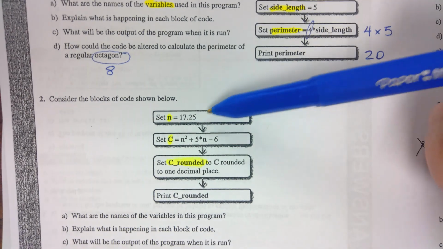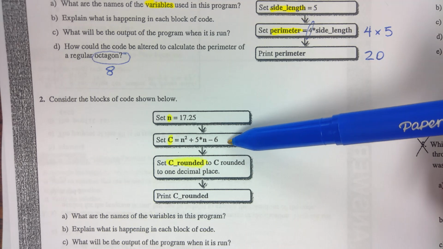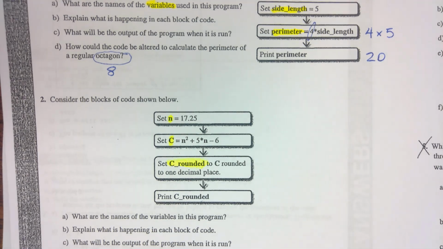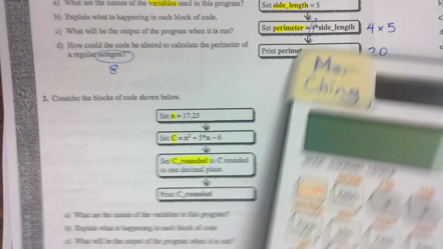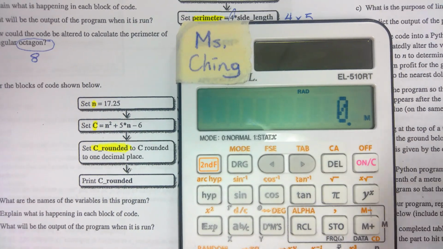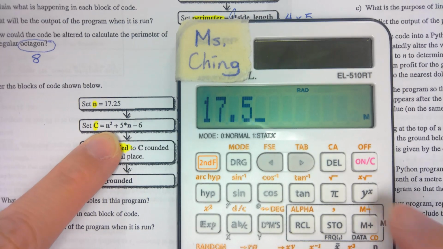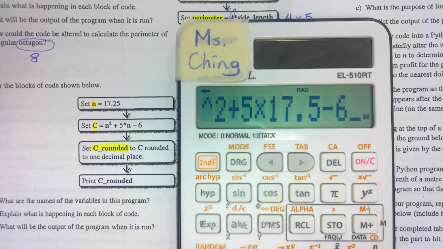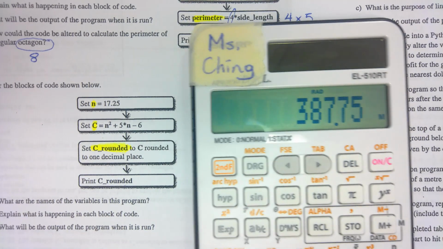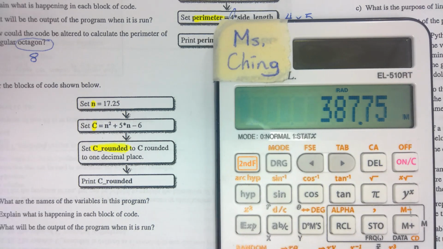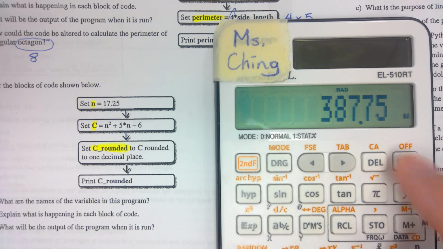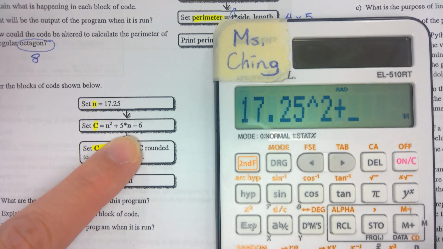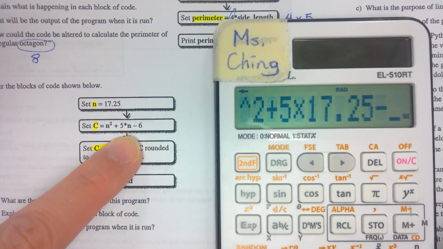So what's happening here? You are giving n a value and then calculating it and then rounding it to 1 decimal place for the output. So if I were to do this in my calculator, 17.5 squared plus 5 times 17.5 minus 6. If I do all that in my calculator, I get this answer. Okay, what would be displayed? Oh, wait. I think I did a 17.25 squared plus 5 times 17.25 minus 6.